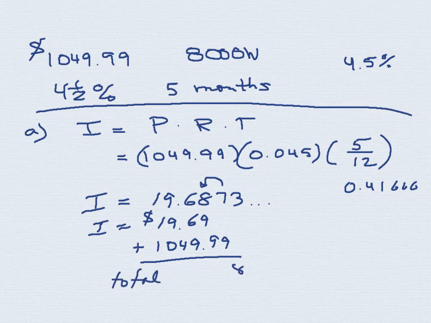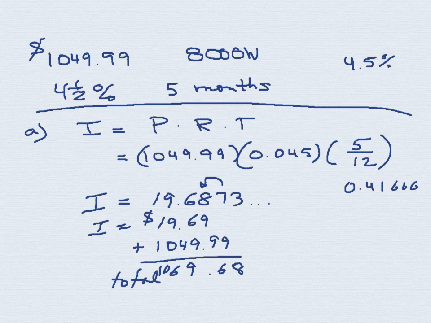So 99 is 18. Carry the 1, 15, 16. Carry the 1, 18, 19. Carry the 1, 1,000. And 69.68 is the total you've got to pay back to whoever you borrowed from. The interest plus the original amount.